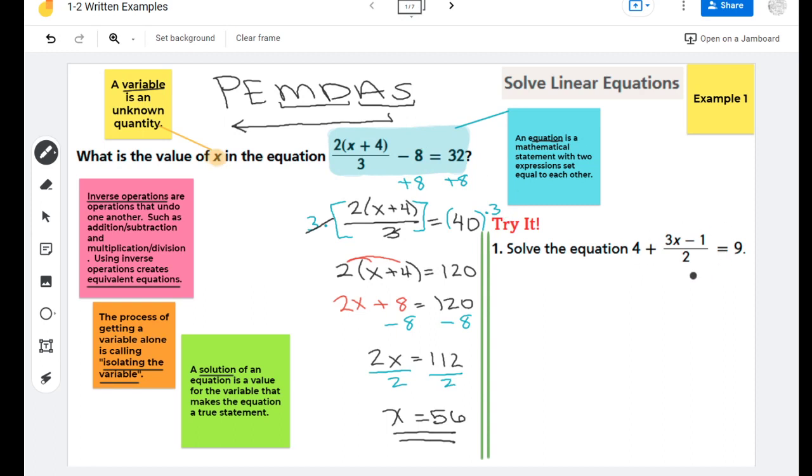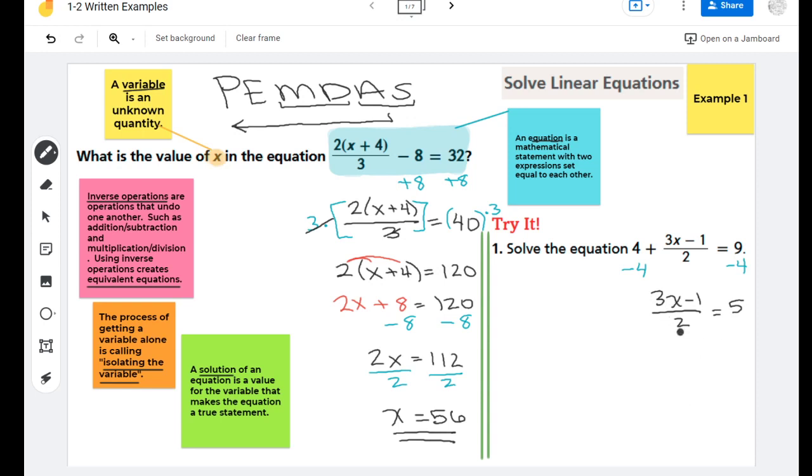Let's go ahead and do this again here. So now they've flipped the side of the whole number versus this fraction, but it doesn't really change anything. So to get rid of this whole number that's trapped outside of the fraction, that 4 is being added to the equation. So counteracting that addition, I'm going to subtract 4 from each side of the equation. So I have 3x minus 1 over 2 is equal to 9 minus 4, which is 5.